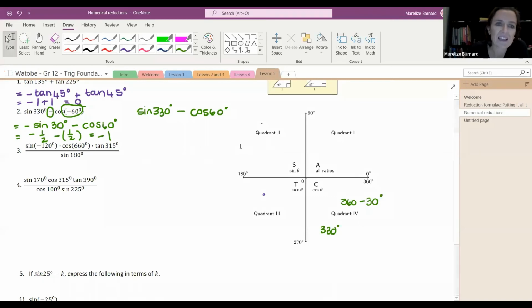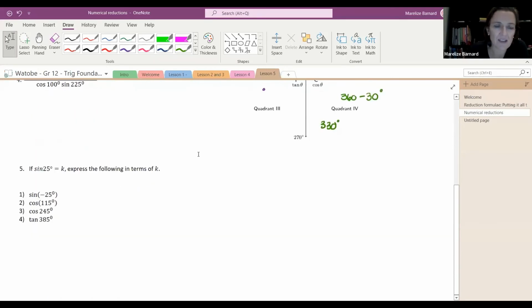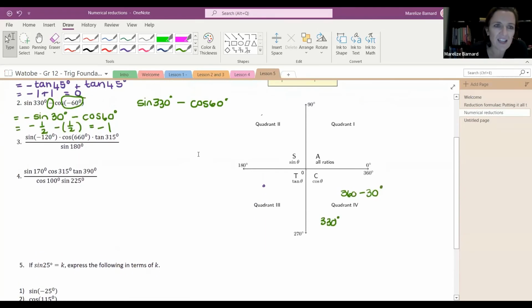Okay, let's go on to the next question, and I think this might be our last one for the evening. No, we might be able to do these both. Okay, let's go on to question 3. Put your answer in the chat when you are ready.